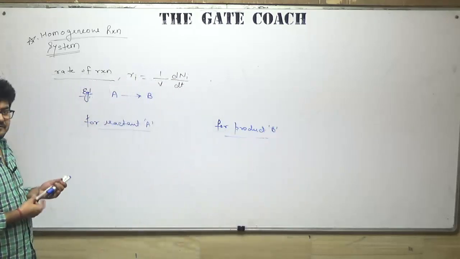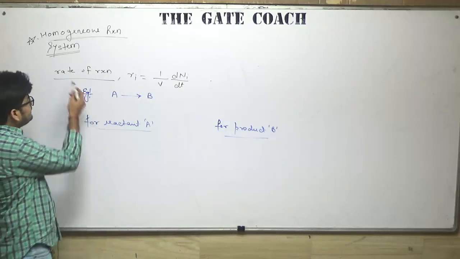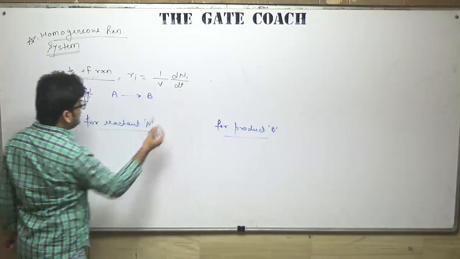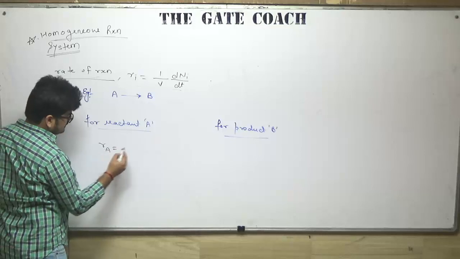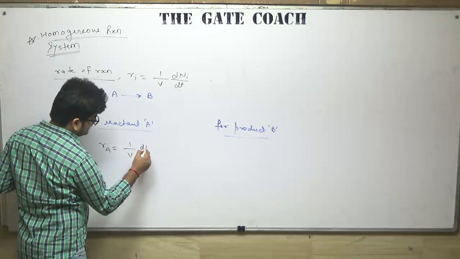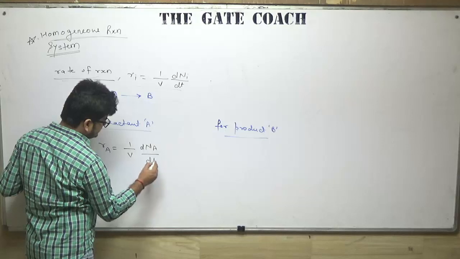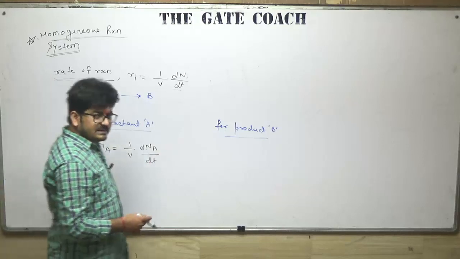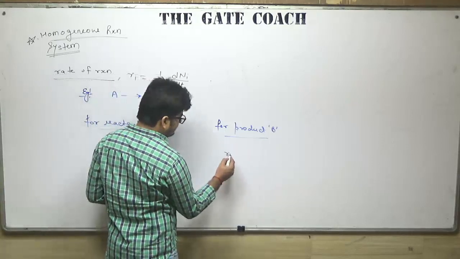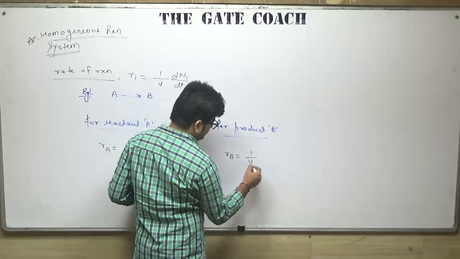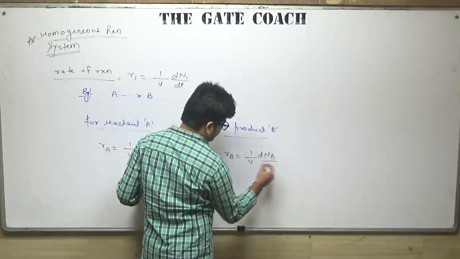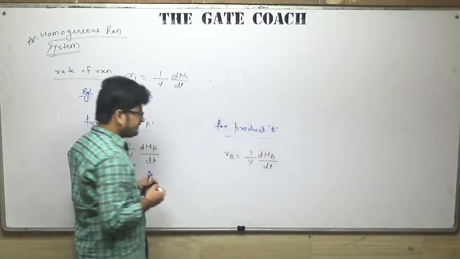So, as per the definition of rate of reaction, Ra can be written as 1 over V dNa over dt. Similarly, for product B, Rb will be equal to 1 over V dNb over dt.